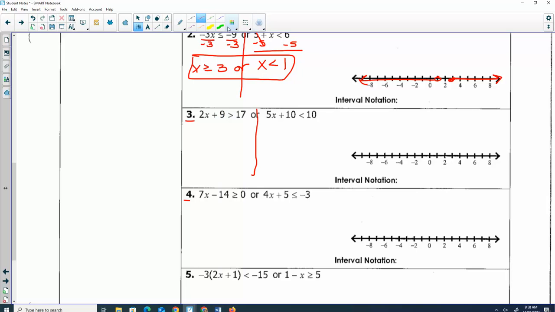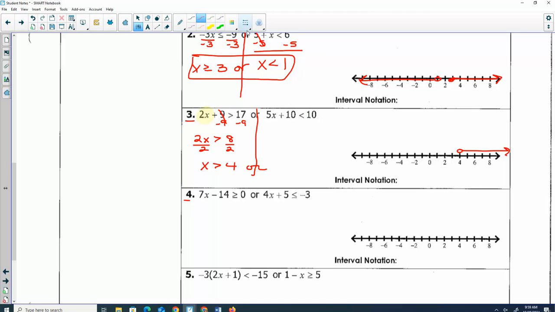If I want to get the x by itself, the first step is to subtract my 9. So that gives me 2x is greater than 8. Then, if I want x by itself, we have to divide by 2. If I divide by a positive, that doesn't flip my inequality. It only flips if you divide by a negative. So we get x is greater than 4. So that's an open circle at 4. Greater than goes to the right.